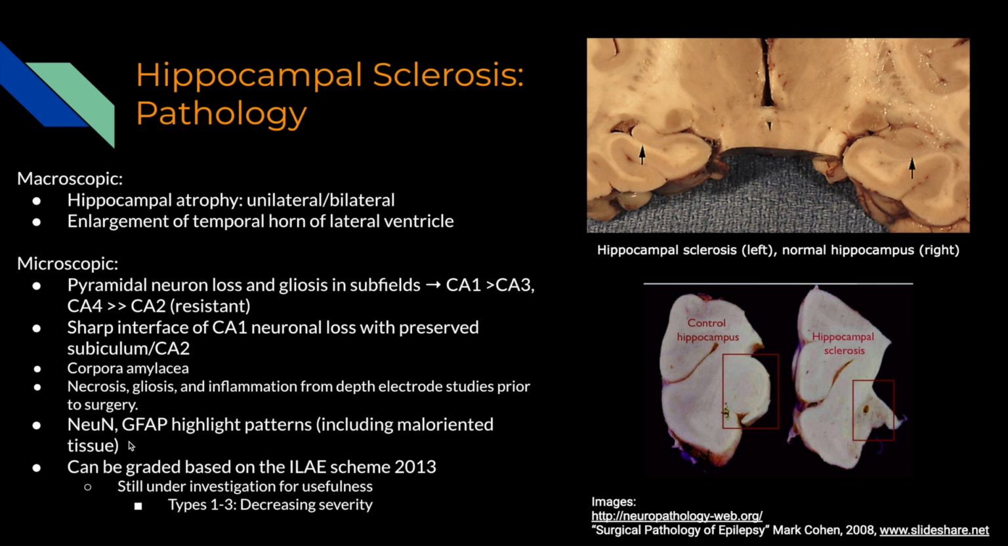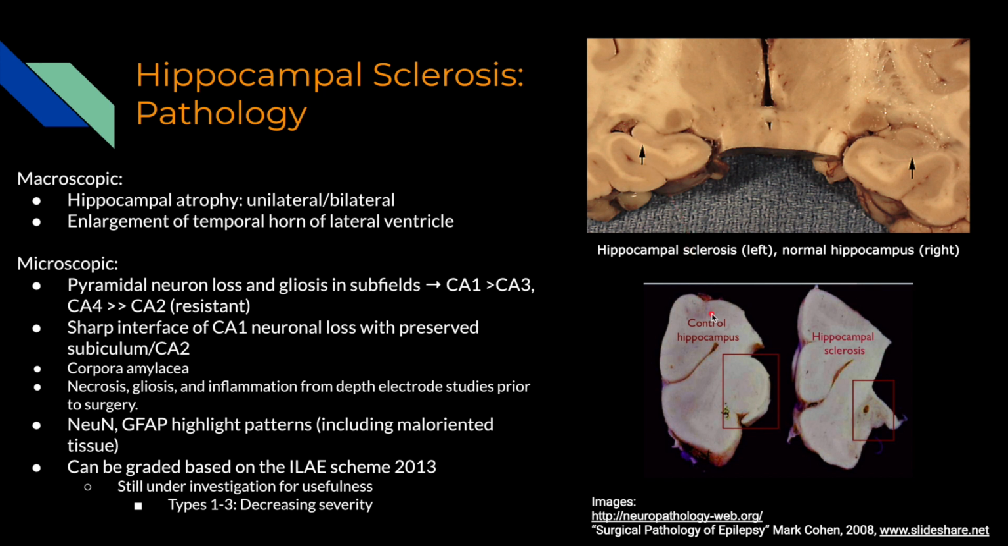So macroscopically, again, this is an autopsy, obviously, so this is not a surgical specimen, but when you compare the hippocampi, what you see is this one is substantially smaller than the right side. Here we see some enlarging of the ventricular system, where it's not seen here. This is one of the inferior horns of the left lateral ventricle. So those are really the findings.